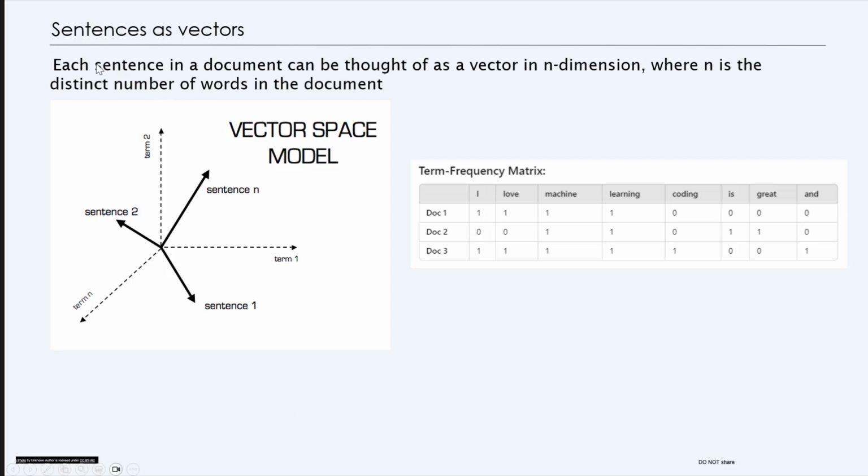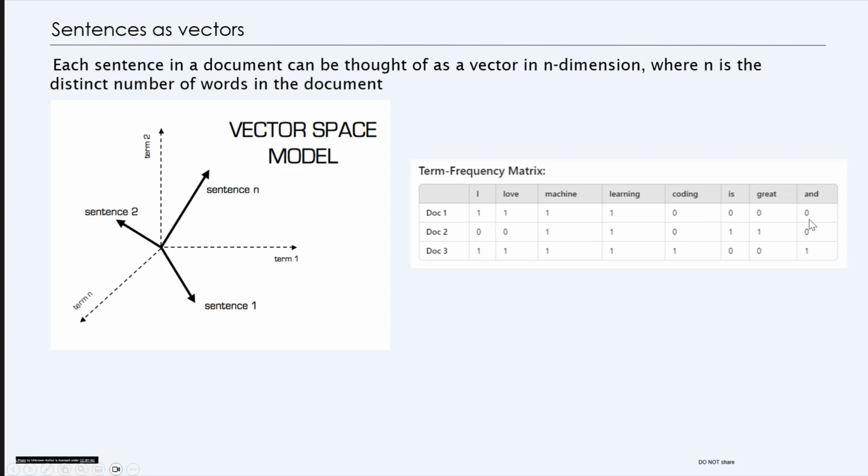Now, you can think of a sentence in a document as a vector in n dimensions. For example, if you have the sentence, I love machine learning, that can be represented by 1 in all of these things, but it doesn't have coding or other things. Document 2 says machine learning is great. Document 3 is I love machine learning, coding, and that's where we end.